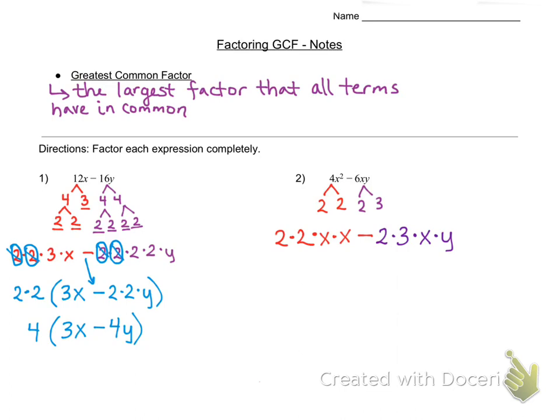So if we look at this, we want to see what is our greatest common factor. What's in common between those two terms? Well, we have 2's that are in common, so I'm going to write one 2 out front. And we also have an x in common, so I'm going to bring that out front of our expression. So what we have left is a 2 times x, bring down the minus sign, and then 3 times y. So there is our expression factored out completely.